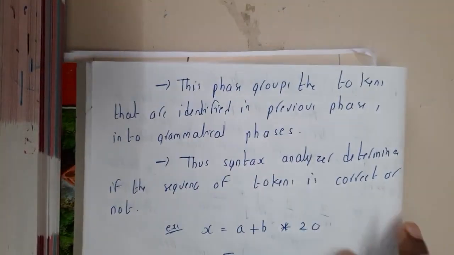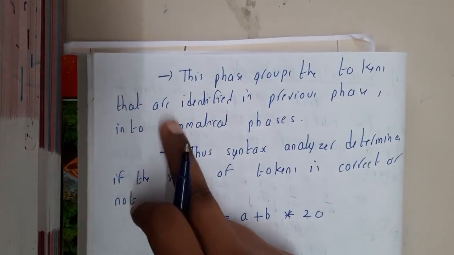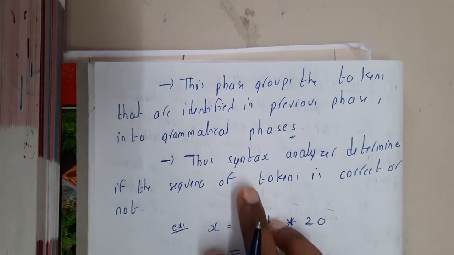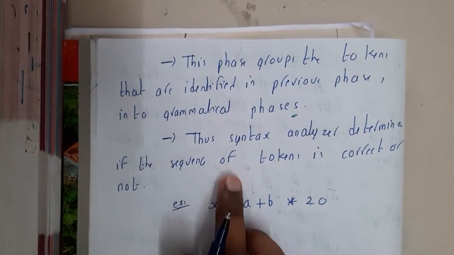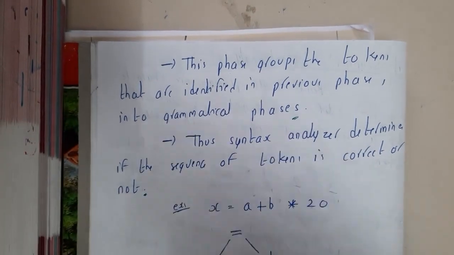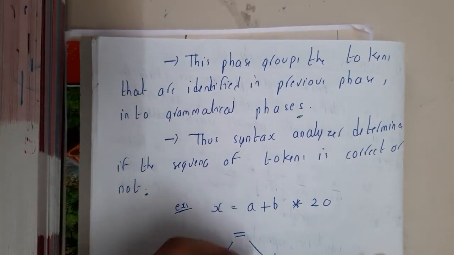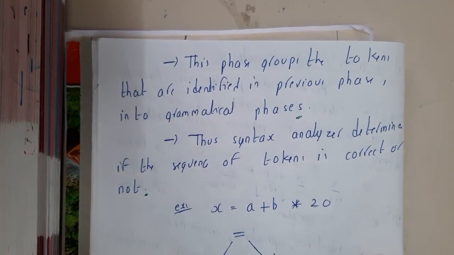This phase groups the tokens that are identified in the previous phase into grammatical phrases. Thus, the syntax analyzer determines whether the sequence of tokens is correct or not. So basically the correctness is checked here. You can say that the spelling check will be done here, guys, in simple words.